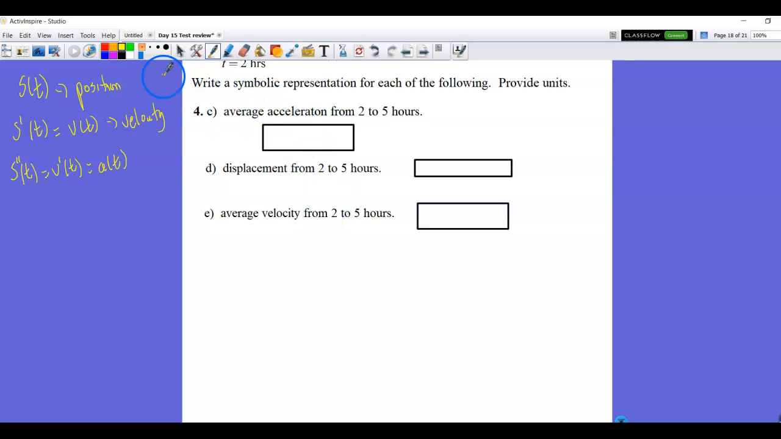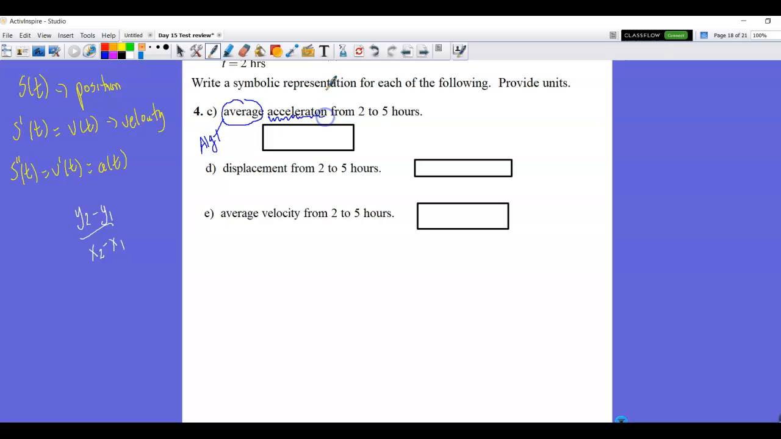So in letter C, 4C, we are looking for the average. Look at your keywords: average acceleration. A is average, which reminds me of Algebra 1. When we deal with slope, our Algebra 1 formula for slope is y2 minus y1 over x2 minus x1. That's what I'm trying to produce here, but I want the average acceleration.